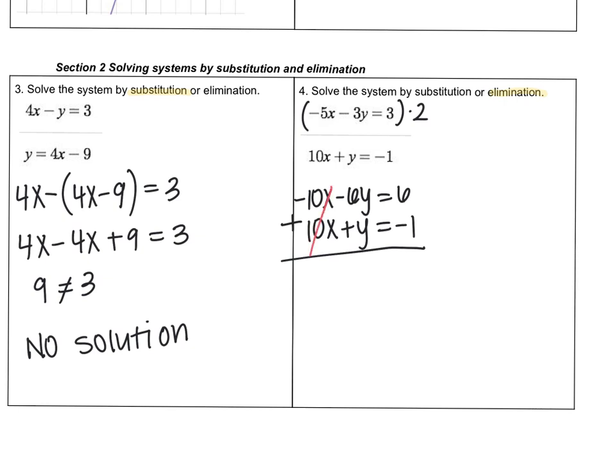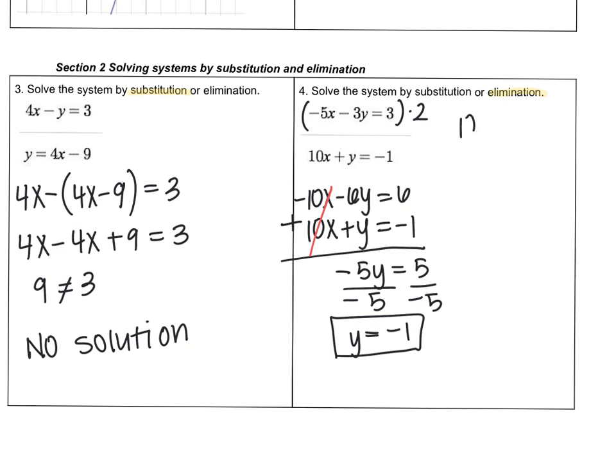The x's are going to cancel. Negative 6y plus y gives us negative 5y. 6 plus negative 1 is 5. Dividing by negative 5, we get y equals negative 1.